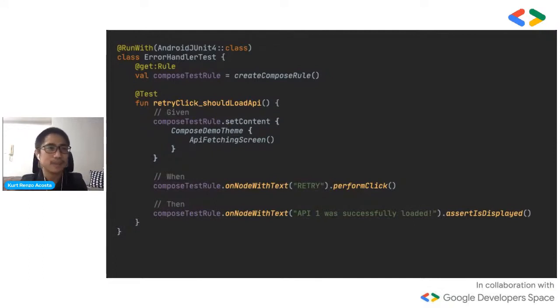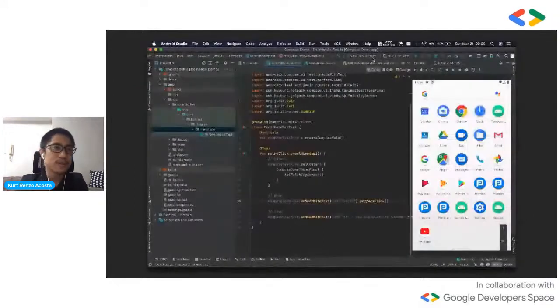So it's pretty simple. This is my content. I want you to click the retry button, and then I want you to look for this specific component. I want you to make sure that that's displayed. So that's just the test. It's a pretty simple API for testing. So it's pretty easy. So there you go. Let's try to see how this plays out.